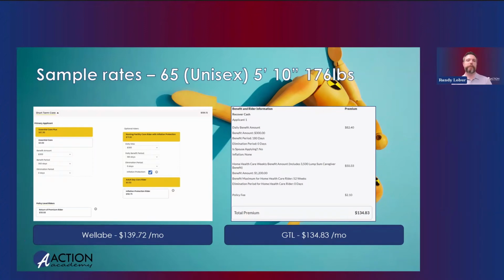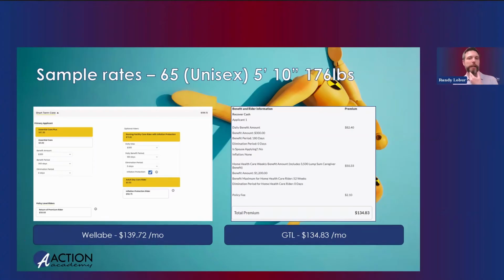Taking a look at some sample rates, for someone who is 65, both carriers, which is nice to know, do provide unisex rates. So male or female does not make a difference for this particular plan, although it does make a difference on other policies. Someone who is 5'10" and 176 pounds, so a relatively average build.